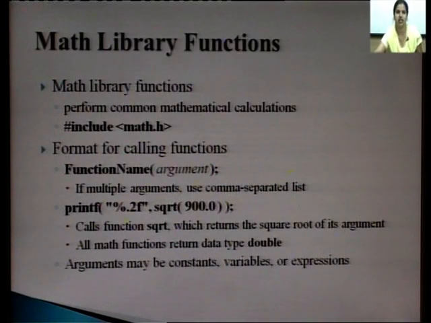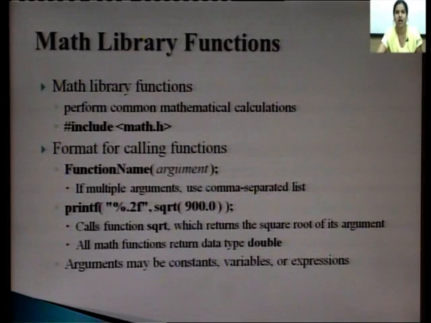Here you can see in this line, sqrt is an inbuilt function. It is calculating the square root of 900, and this sqrt function is stored in the math library, that is math.h. Actually the #include lines are the header files which are known as the libraries.